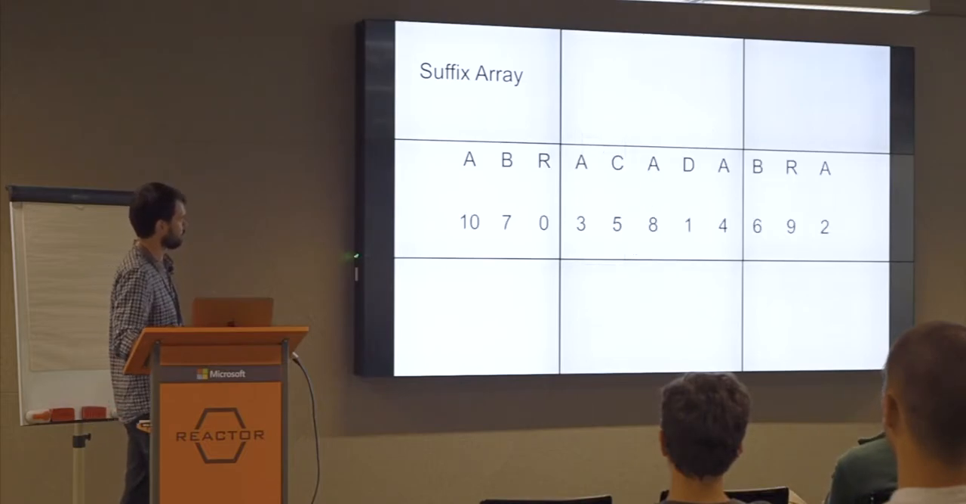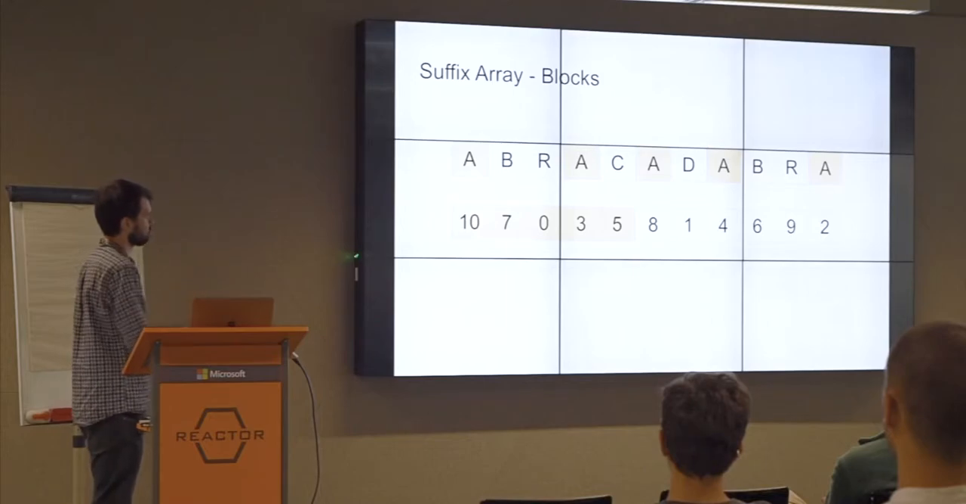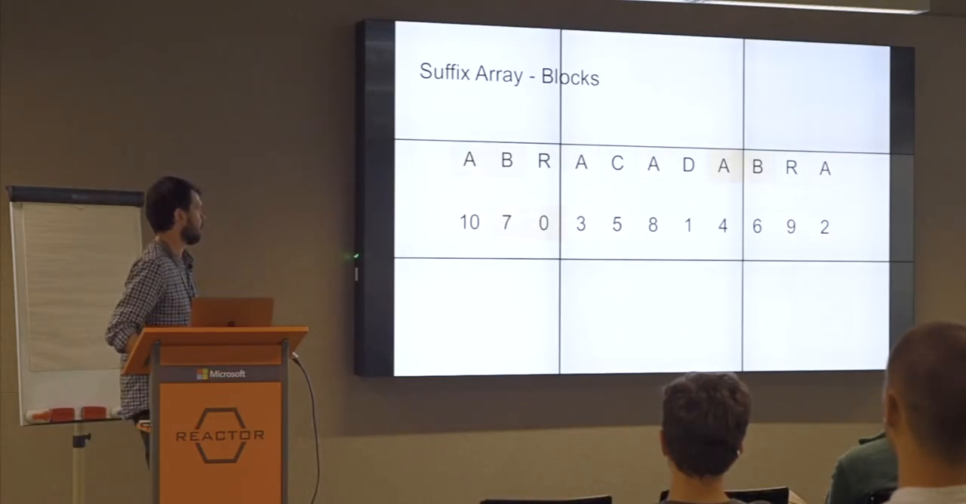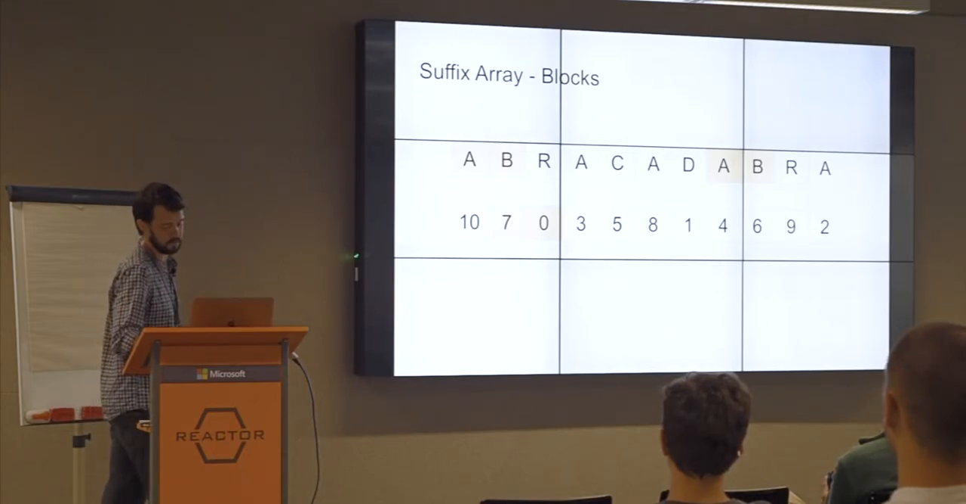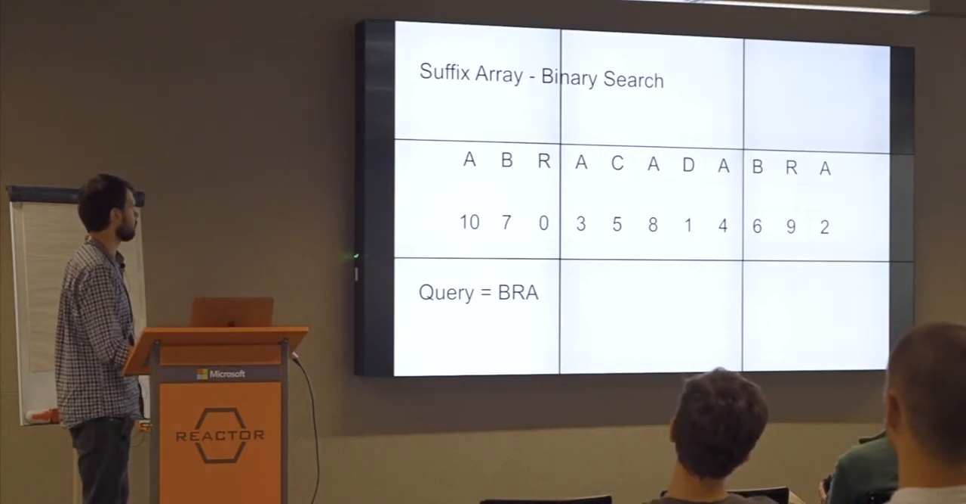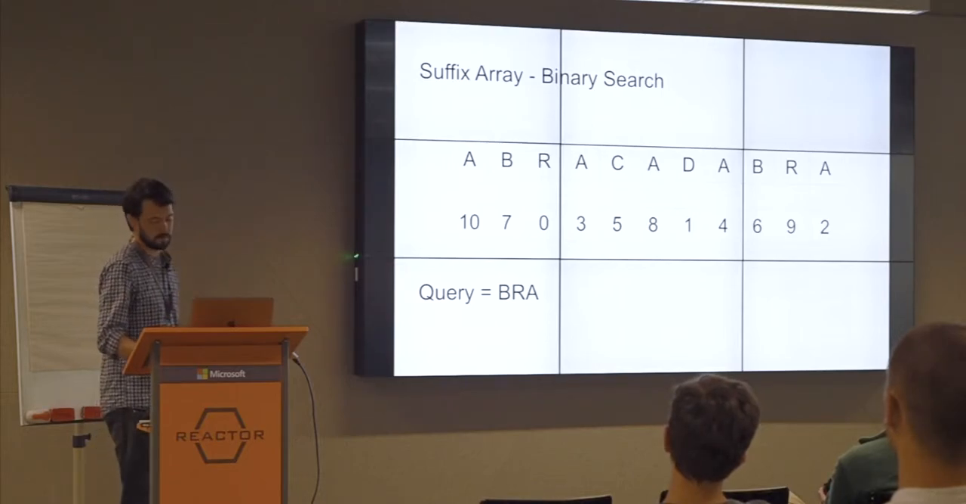And this has some neat properties, right? All of our A's occur together. All of our RAs occur together. Our IDs, so everything's in nice contiguous blocks, and that means we can just do a binary search to find a particular string. So in this case, if we're looking for the string bra, we can just find the midpoint. In this case, happens to be B.